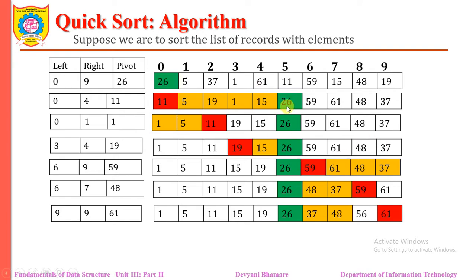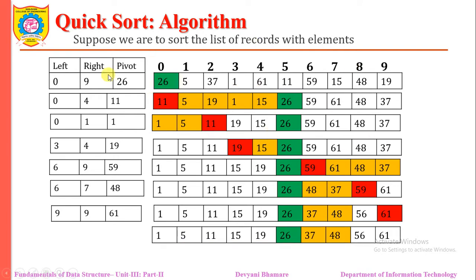Initially our entire array, from the 0th element to the ninth element, is considered, and first 26 is considered as a pivot element. Then after performing the operations we are getting 26 in its proper place, and the elements on the left hand side are less than the pivot and unsorted, and the right hand side are greater than the pivot, which are again unsorted. Then we need to take these sub arrays one by one.